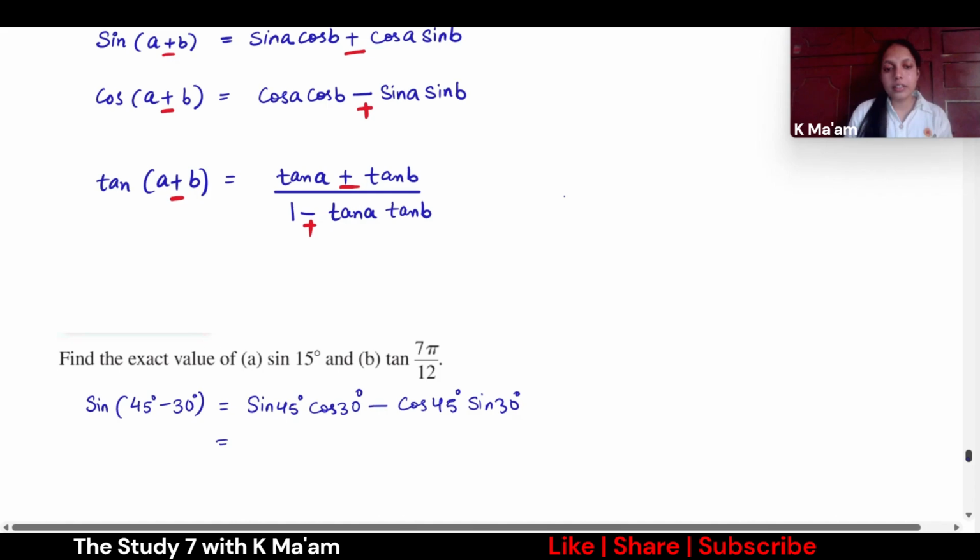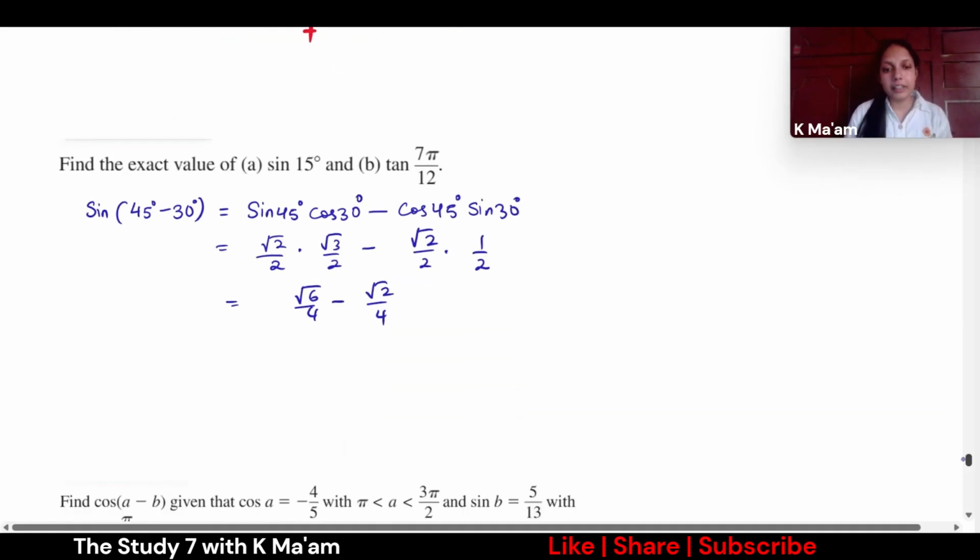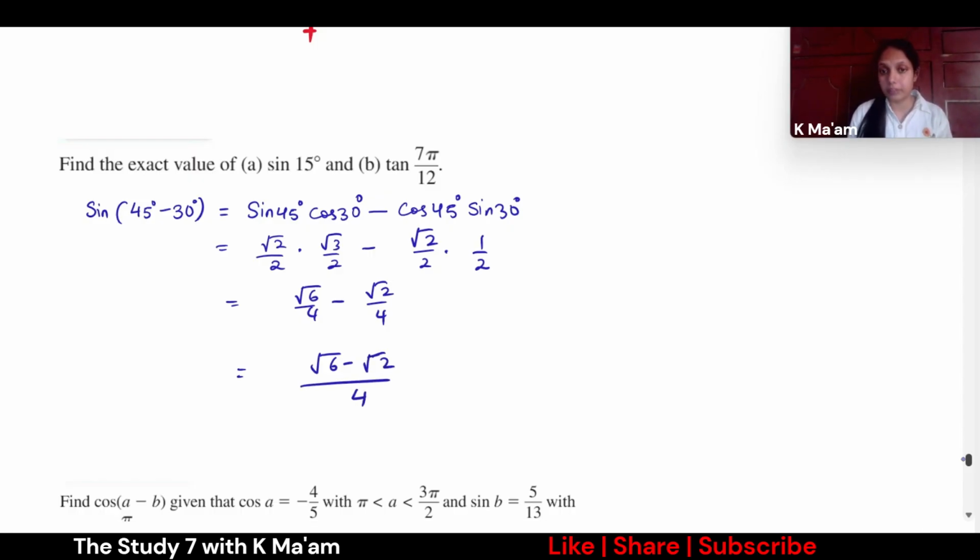Substitute the values. Sine 45 is square root 2 by 2. Cos 30 is square root 3 by 2. Cos 45 is square root 2 by 2 and sine 30 is 1 by 2. You can write root 6 by 4 minus root 2 by 4. To simplify more, it will give you root 6 minus root 2 over 4. Okay? Right. Now, see for tan.